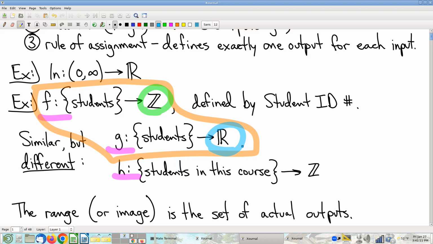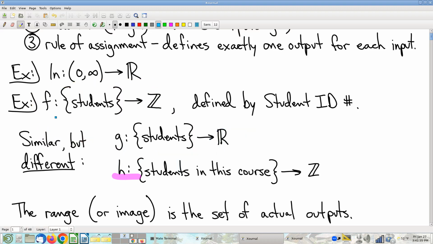Every student at Duke has an ID number that's an integer, and it is also, of course, a real number. So both are fine, but they are different targets, and so that makes these different functions. Again, it's a subtle, perhaps, seemingly persnickety distinction, but it's going to end up being important.